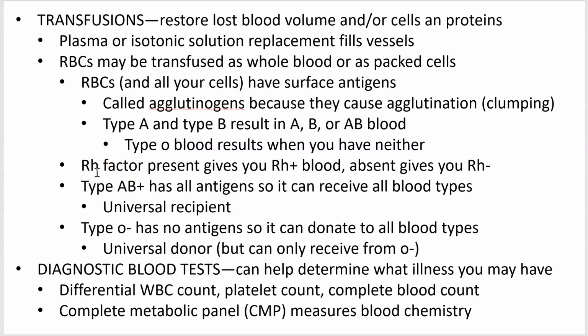Rh factor is a completely separate gene. If you have the gene that causes that molecule to be deposited on your blood cells, you're Rh positive. If you have a gene version that doesn't cause it to be deposited, you're Rh negative. So I'm O negative, which means no A, no B, no Rh. Type AB positive has all of them, so it can receive any blood type. If you were type AB positive, you can get A blood, B blood, O blood, positive blood, negative blood, any of the types. So you're called the universal recipient.